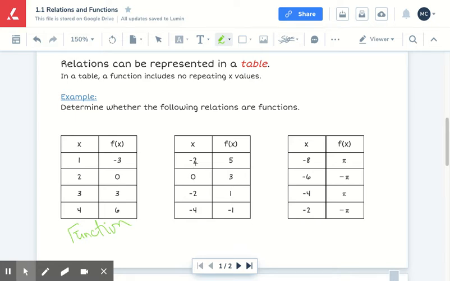Looking at the second table here, I notice that I see the same x value twice. There's one here, one here. So I'm going to look at the y values that go along with those. If they're the same value, then this could still be a function. But the y values, the output values that go along with that x, because it's the same one twice, are different. So that actually makes this one not a function.